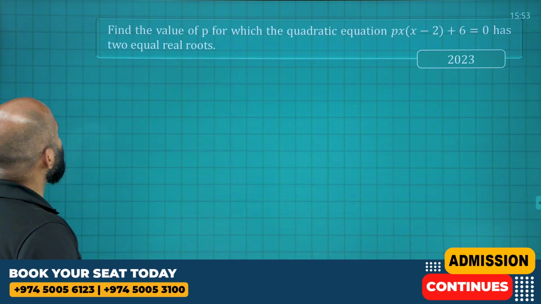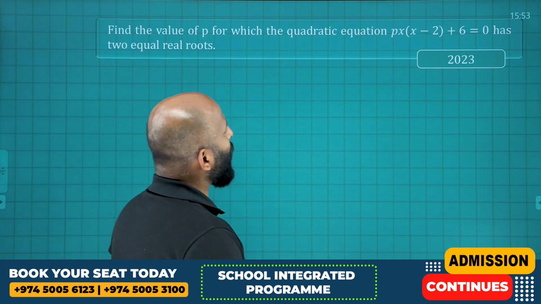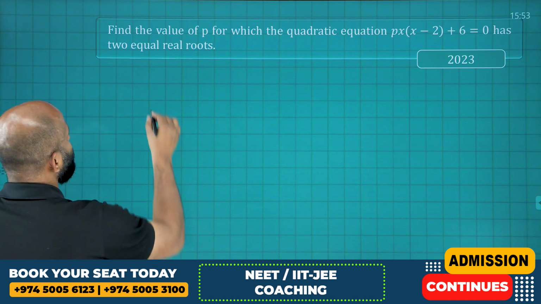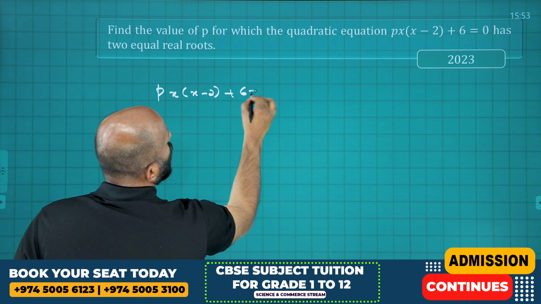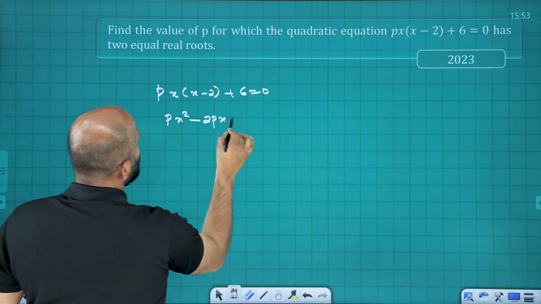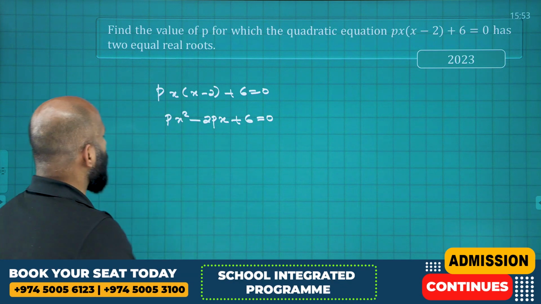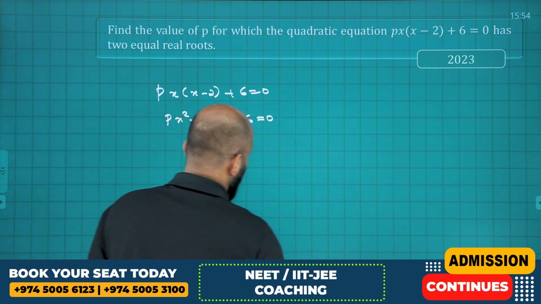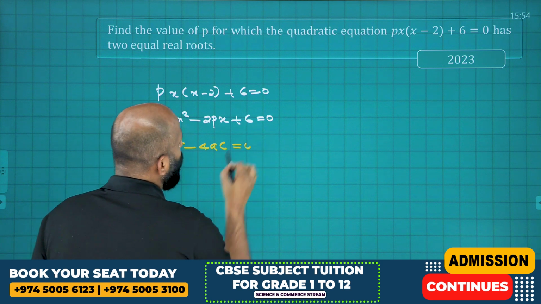Our next question will be, find the value of p for which the quadratic equation px into x minus 2 plus 6 equal to 0 has two equal real roots. px into x minus 2 plus 6 is equal to 0. We can open the bracket: px square minus 2px plus 6 is equal to 0. This quadratic equation has two equal real roots. So for two equal real roots, what is the condition? The condition will be b square minus 4ac is equal to 0.